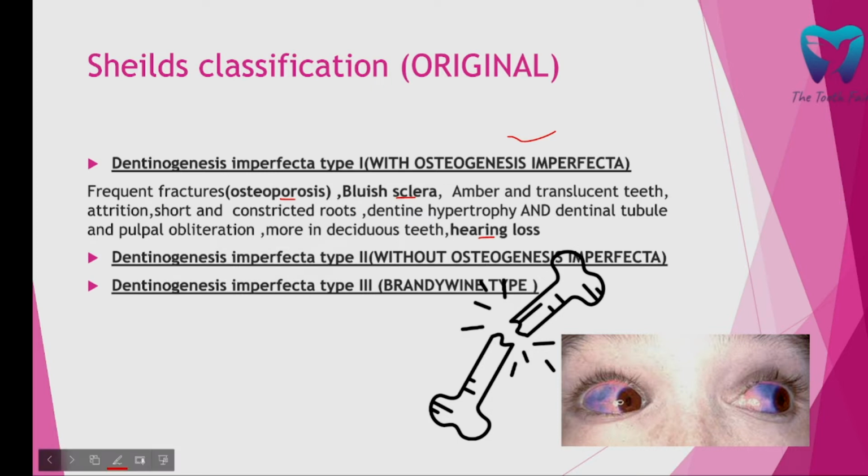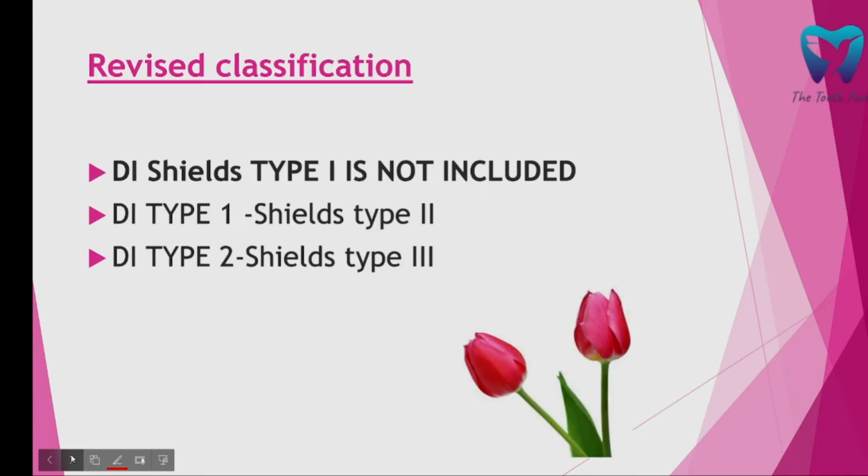Now, for dentinogenesis imperfecta type 2 and type 3, we have more information. In the revised classification, what happened was the dentinogenesis imperfecta first Shields type was not included, that is, the one we just studied, with osteogenesis imperfecta, was not included. So what became dentinogenesis imperfecta type 1 in the revised classification was Shields type 2, and what became the new type 2 was Shields type 3.